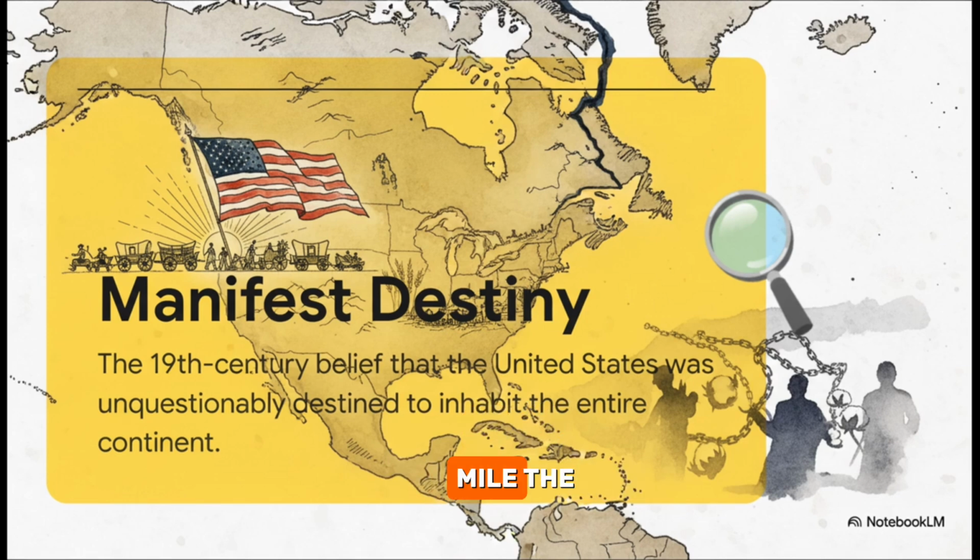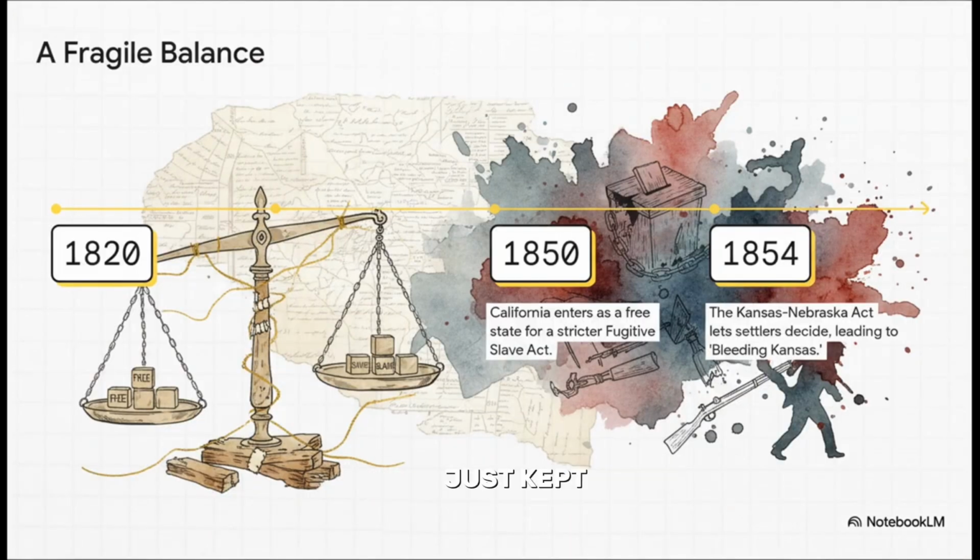But with every new mile the country gained, one single explosive question dominated every single debate. Would these new territories be free, or would they allow slavery? So for decades, politicians just kept trying to patch things up, to kick the can down the road with these compromises. You had the Missouri Compromise, the Compromise of 1850. Each one was just a temporary fix designed to keep the balance of power between free and slave states from tipping over. But that's all they were, temporary.